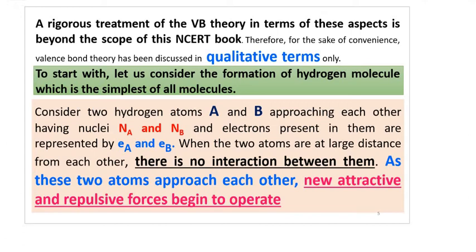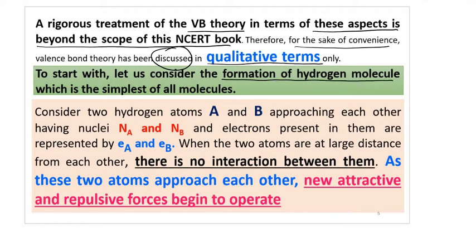A rigorous treatment of valence bond theory in terms of these aspects is beyond the scope of our NCERT textbook. Therefore, for the sake of convenience, valence bond theory has been discussed only in qualitative terms but not quantitative terms. To start with, let us consider the formation of a hydrogen molecule, which is the simplest of all the molecules. Let us consider two hydrogen atoms A and B which are approaching each other, having nuclei N of A.